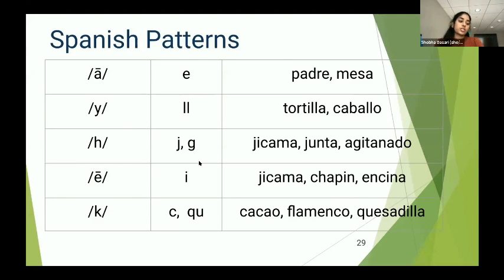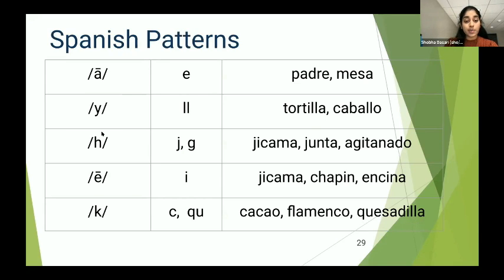Yeah, so for Spanish, we have the A sound in Spanish, which is usually spelled with the E. So examples of this are padre and then mesa. Then we have the ya sound in Spanish, which is usually spelled with an LL. So examples of this are like tortilla and caballo. One example down here, quesadilla.